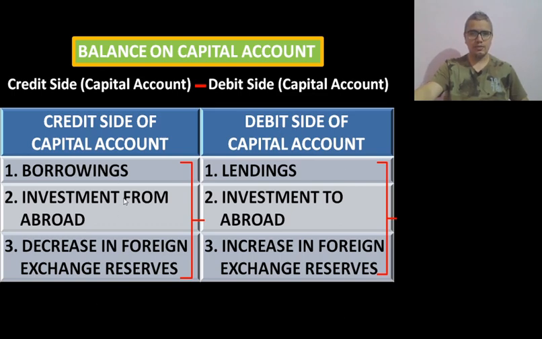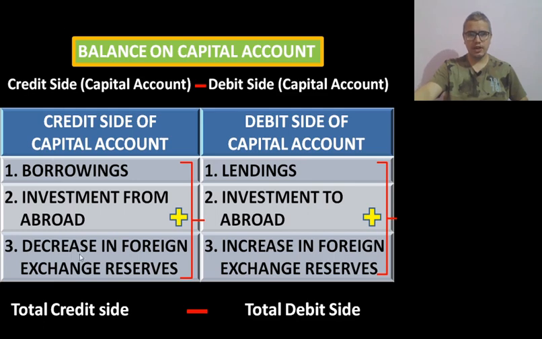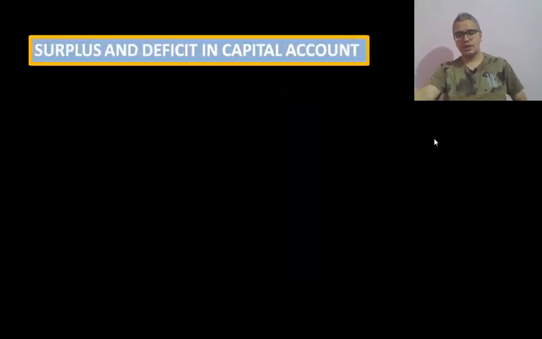When we add all these three of the credit side, and on the other hand, we add all the three components of debit side, we will be getting the value of total credit side. Okay, if we add borrowings, investment from abroad, decrease in foreign exchange reserves, we will get total credit side. On the other hand, when we add lendings, investment to abroad and increase in foreign exchange reserves, we will be getting total debit side of capital account. And when we deduct this total debit side from total credit side of capital account, we will be getting balance on capital account. Okay. Now, in the similar way, here also we may have surplus and deficit in capital account.